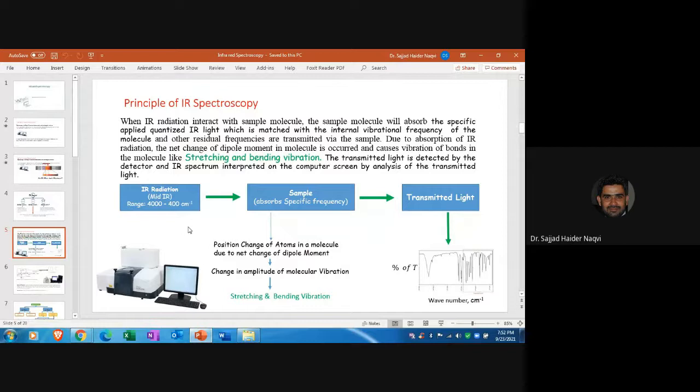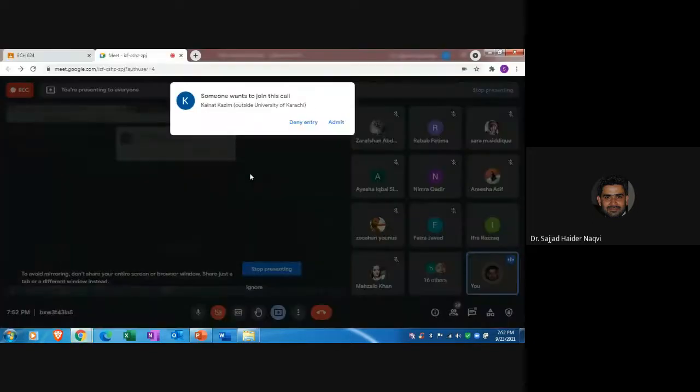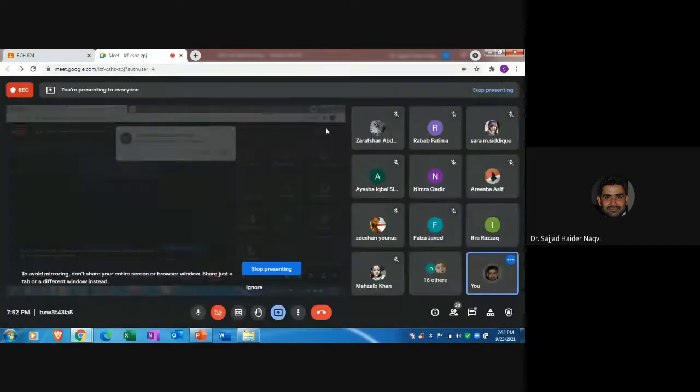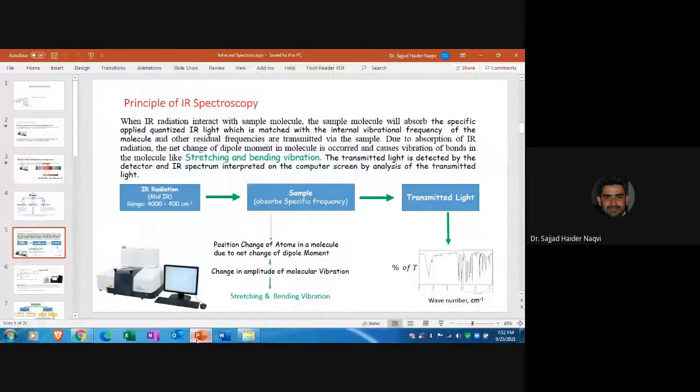And as a result of this, there is a change in the vibration of the bonds, as I said earlier. And as a result of the change of the vibration of the bonds, the molecule will either undergo stretch, that means it is a little bit stretched, or it will undergo some sort of bending. So that means the vibration itself could be of two types. One type is stretching, and the other type is called bending.